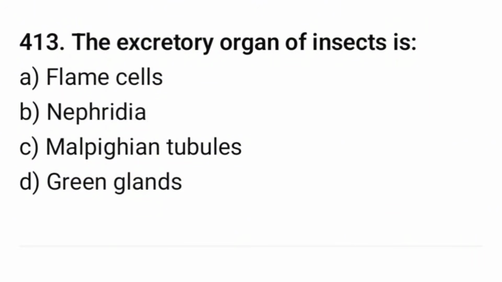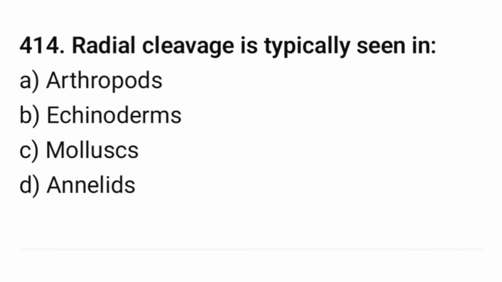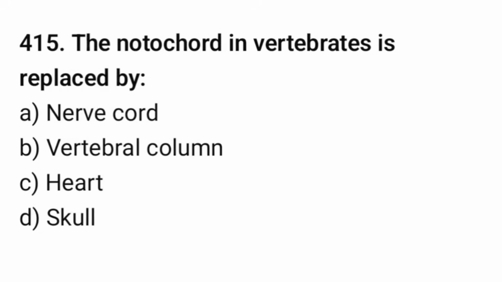Question 413. The excretory organ of insects is. Right answer is option C, Malpighian tubules. Question 414. Radial cleavage is typically seen in. Right answer is option B, echinoderms. Question 415. The notochord in vertebrates is replaced by. Right answer is option B, vertebral column.